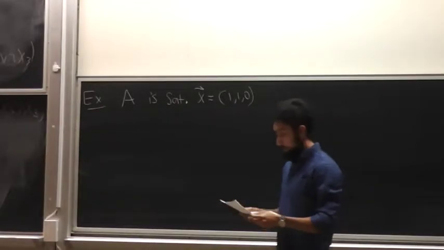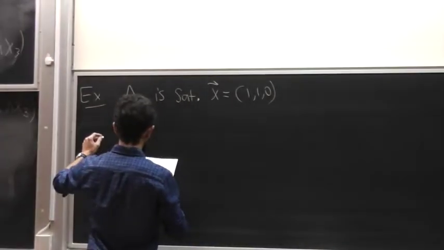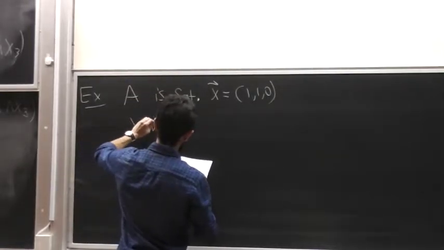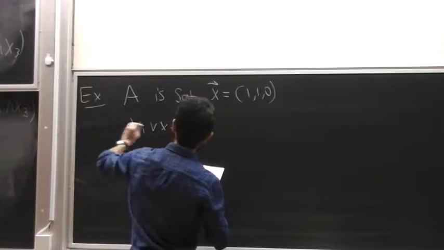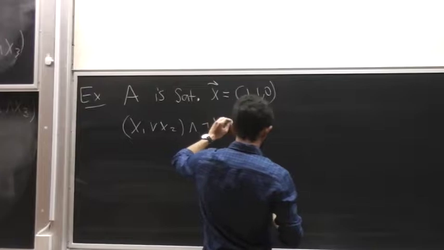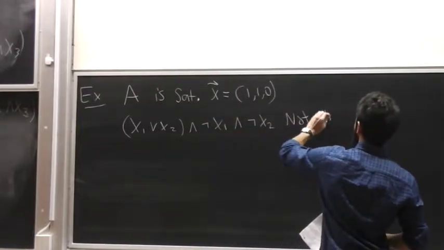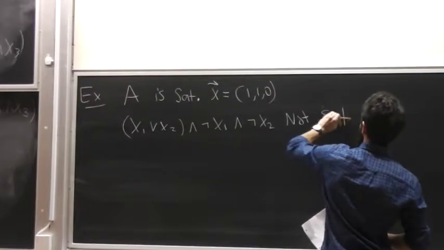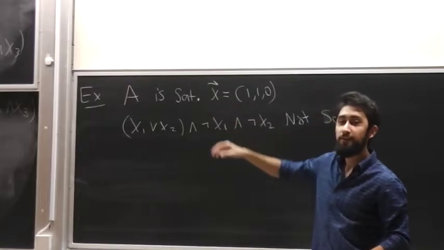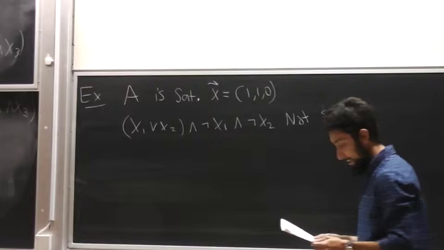Okay. And let me give you an example that's not satisfiable. Another example: x1 or x2, and not x1, and not x2. This would not be satisfiable, because there's no way you can make all of these clauses true at once. Any questions about that? Very good.